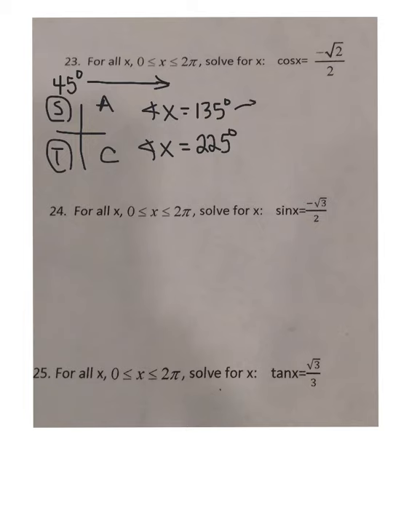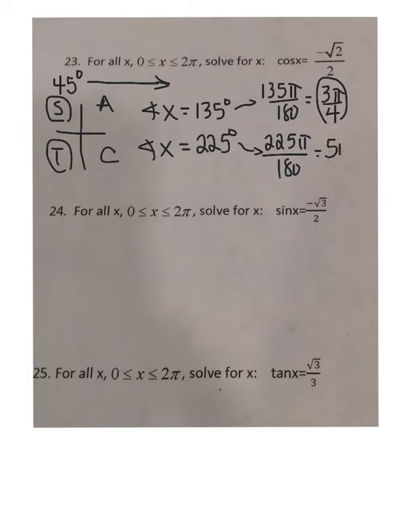So for this one, we do 135, and remember we multiply by pi over 180. And then you simplify that, okay? So this is 3 pi over 4. So there's one answer. And lastly, we're going to do the same thing with this one. So that's 225 pi over 180. Simplify that one, and that's going to be 5 pi over 4.